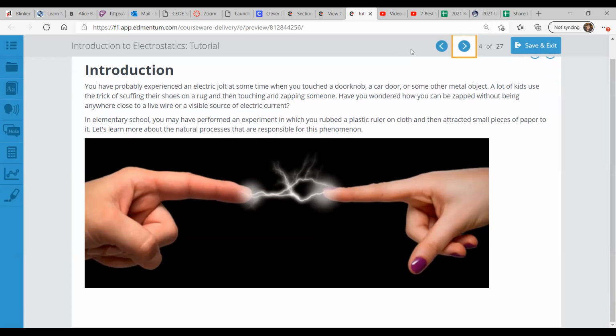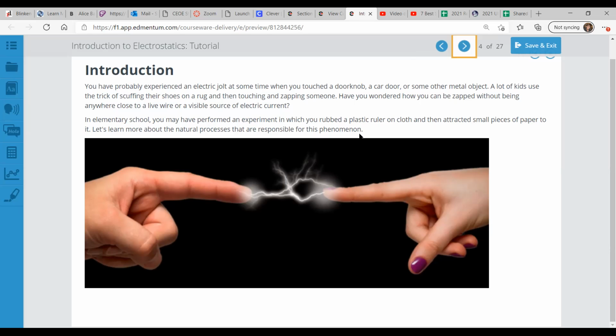Have you wondered how you can be zapped without being anywhere close to a live wire or a visible source of electric current, right? I've been shocked and there's nothing electrical around me necessarily. So how does that happen?